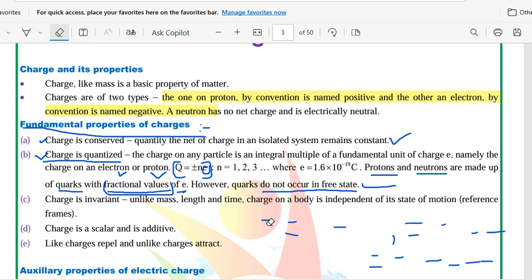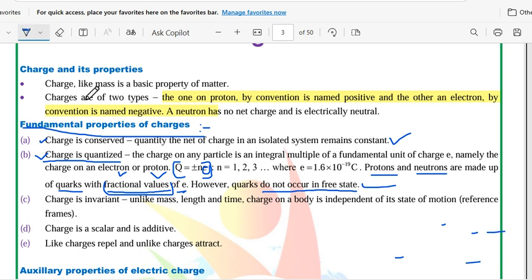And coming to the next property, that is charge is invariant. We know that mass is variant, length is also variant, time is also variant, but charge on a body is independent of the state of motion.